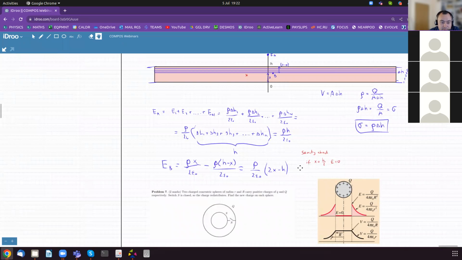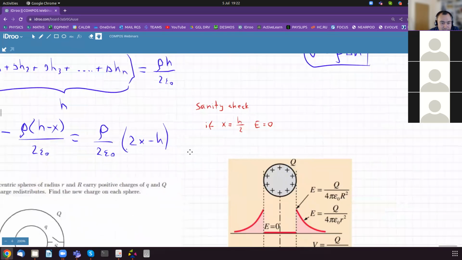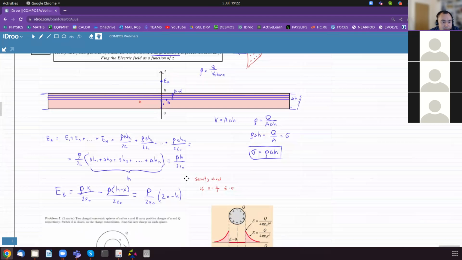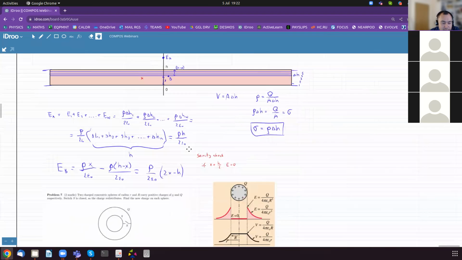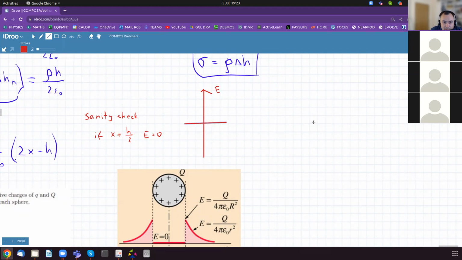And yeah, that's pretty much it. Oh, I said X, I should have used Z. Anyways, I can plot the graph now. And this is the electric field, and this is the z-axis.